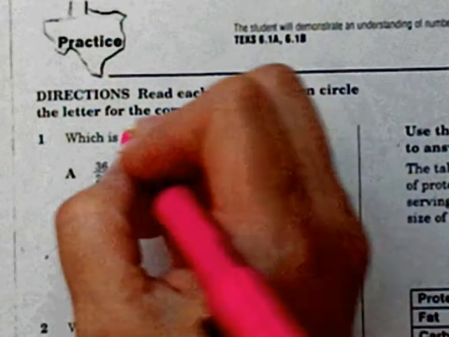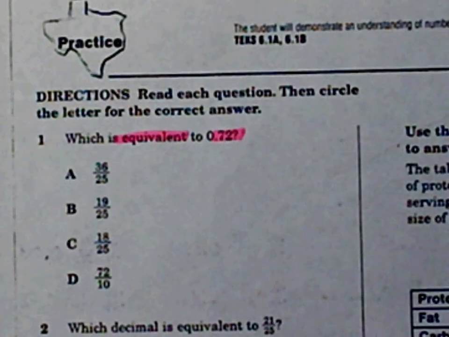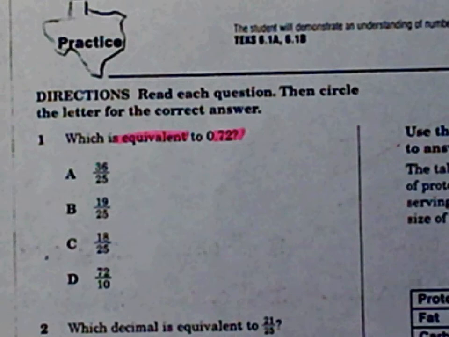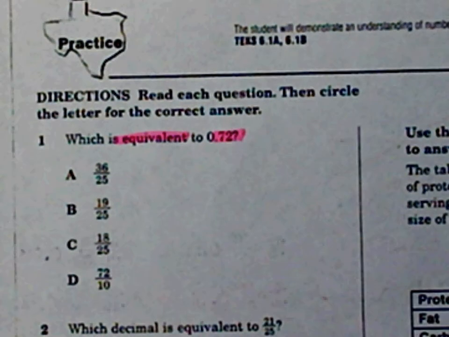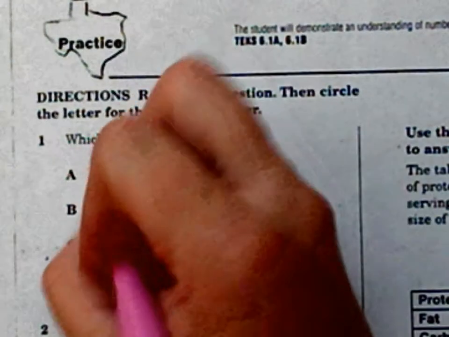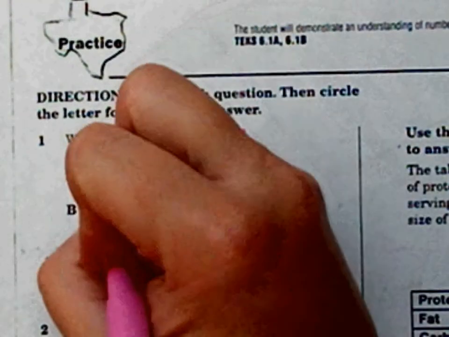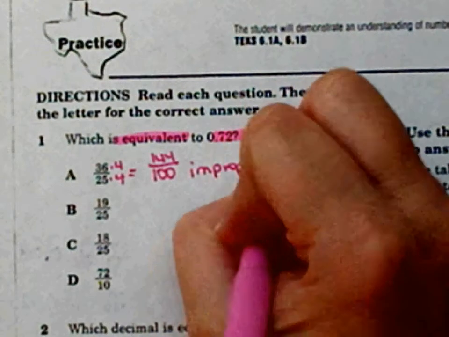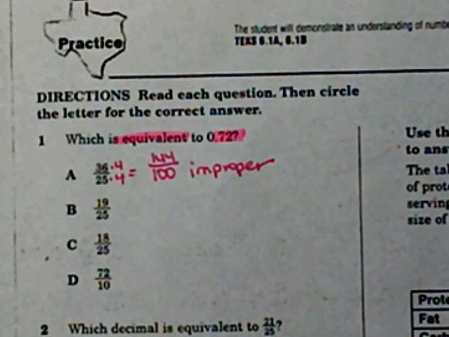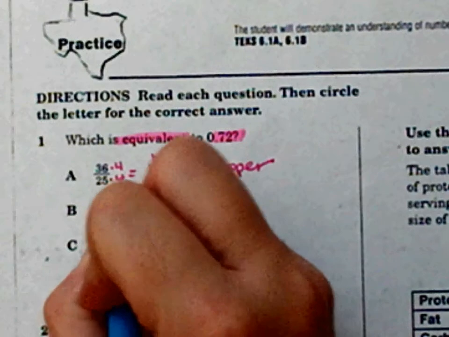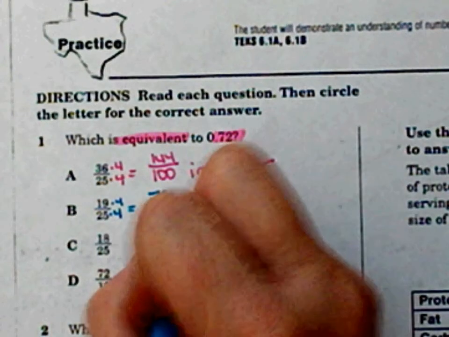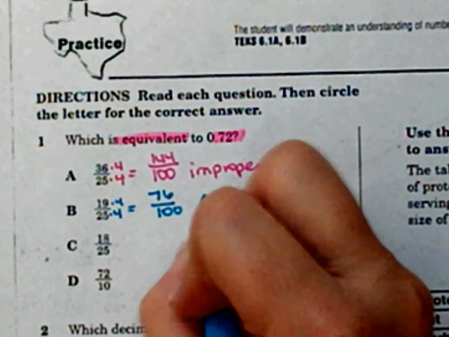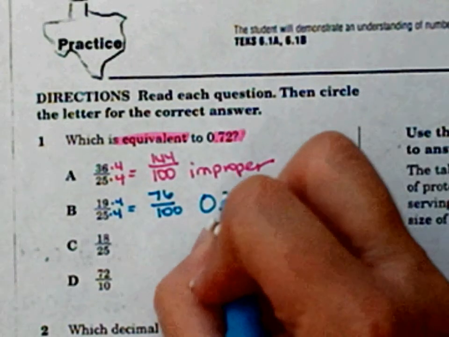The first one's just asking what is equivalent to 72 hundredths. So the easiest thing to do is get your answer choices where you can transfer them to a decimal and then see which one is the same. Again, we've got 25. 25 is not a place value in our decimals. So we need to multiply by 4 because we need to get to a 100. Well, that gave us an improper fraction. That's not going to be our answer. Again, we have 25, so let's multiply it by 4, and I get 76 hundredths.